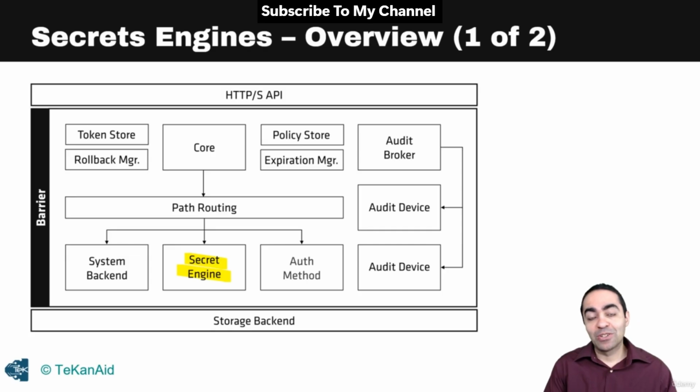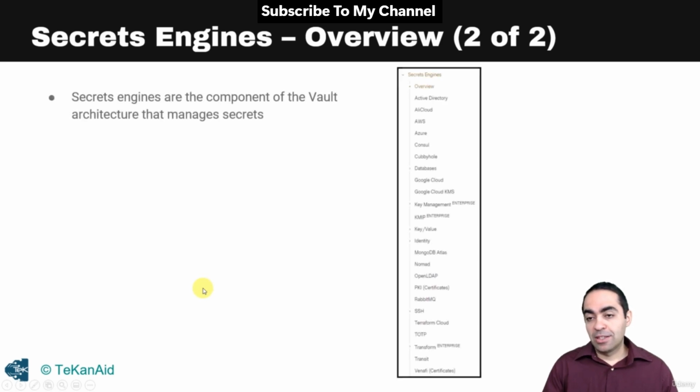We're back to our diagram, and you can see where secrets engines lie in the architecture internals of Vault right here. Secrets engines are the component of the Vault architecture that manages secrets. As you can see in this picture, this is a snapshot of all the secrets engines available to Vault at the time of the recording. So this is Vault 1.9.3. And we will cover the most popular secrets engines in this course.